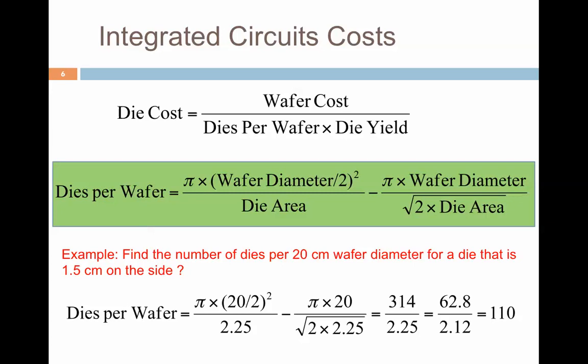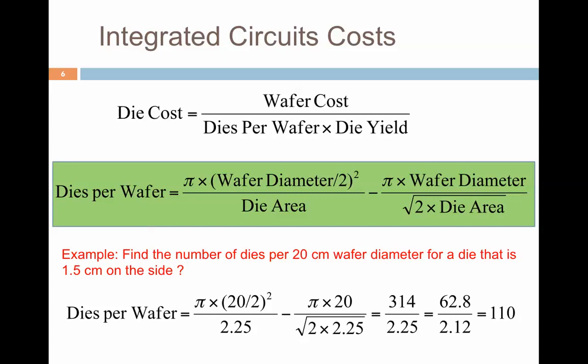So if you have a fixed wafer cost and you're interested in figuring out the number of dies per wafer, then that would be around 110 for this design. Okay, so we're looking at the number of dies per wafer for a 20 centimeter wafer diameter, where each die is 1.5 centimeters. So the number of useful dies that you get is around 110.